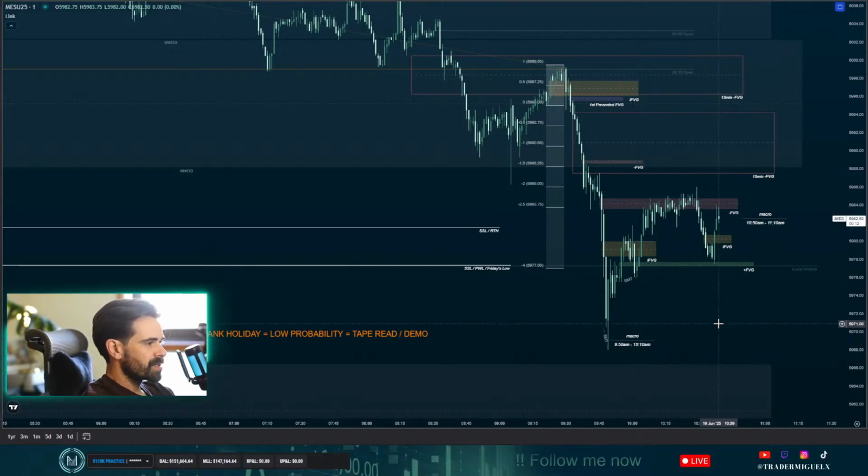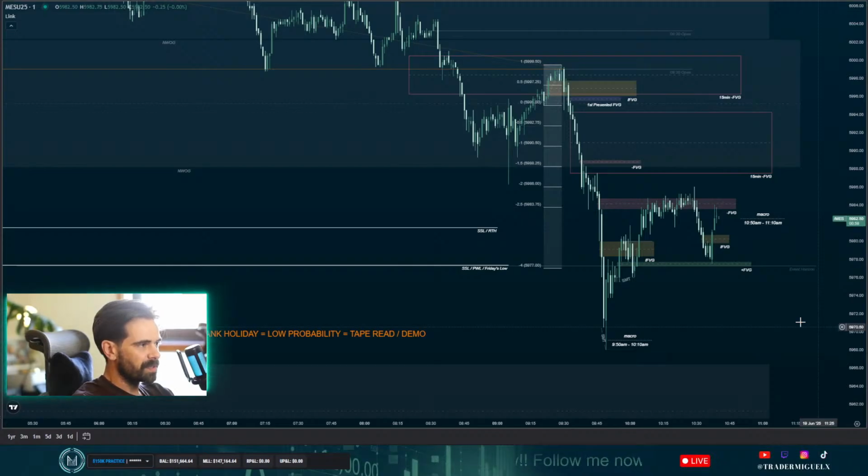So at this point, price is just consolidating, as you can see. There is this range here that I would like to see violated, getting violated to the upside or to the downside. At this point, it's a 50-50 chance. We are approaching the macro as well. So we have about 10 minutes for the last New York AM macro.